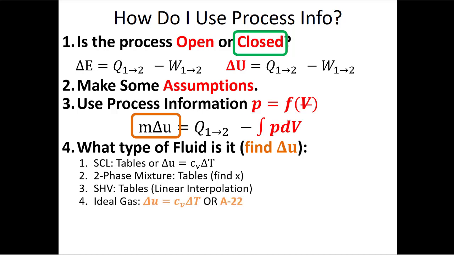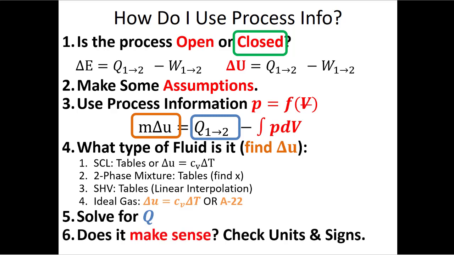If I have an ideal gas, I'll say that the change in the specific internal energy is equal to CV times delta T. So then I'm assuming that the specific heat is constant, or that CV doesn't change with temperature. Or if I want a more accurate answer, I can use table A22 and look up the specific internal energies as a function of the temperature of my ideal gas. Finally, after I've done all of that, I know my work, I know my change in specific internal energy, and now I use the first law to find the heat transfer.